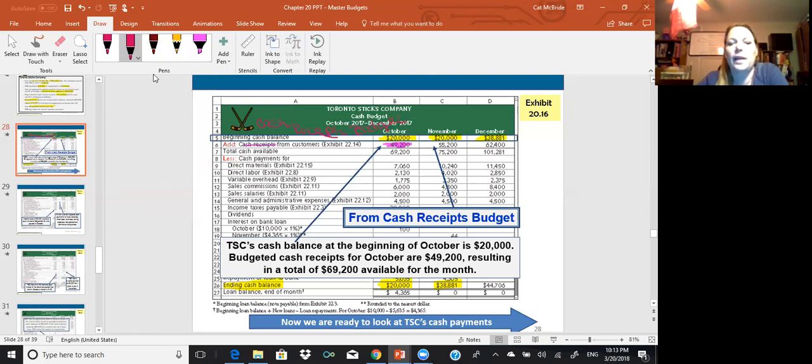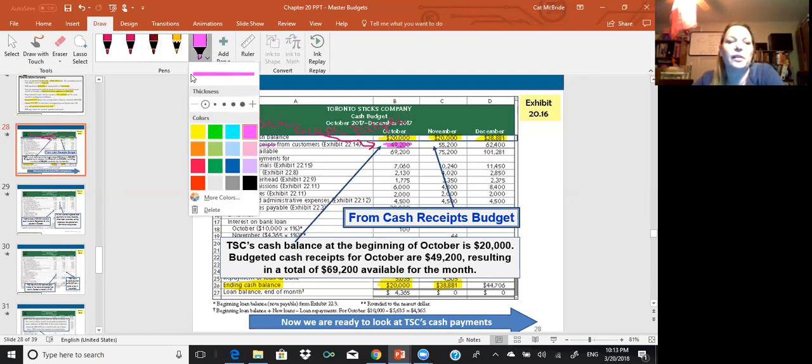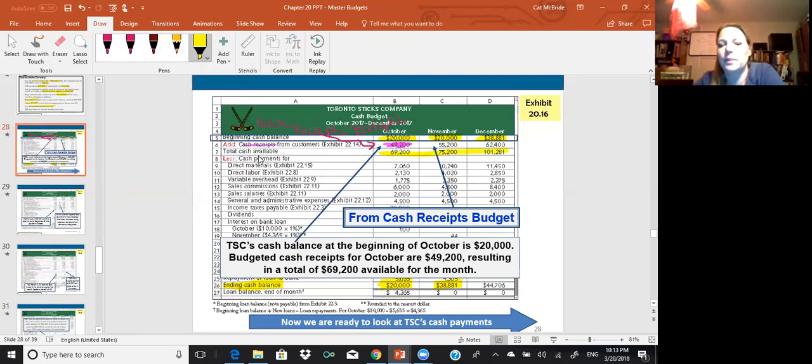Is where we're going to get our cash receipts from customers. So we're going to do that for each month. Now that gives us our total cash available. So this is our next big line, our total cash available, right? So we start out with our beginning cash, we add our cash receipts, and that gives us, okay, now this is what we have to spend. Are we good so far?